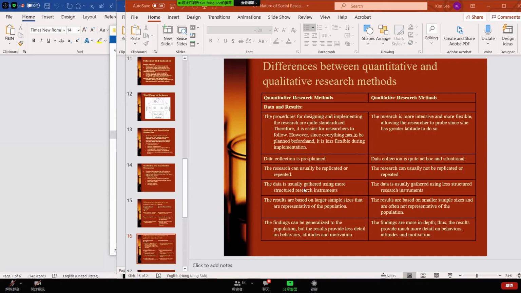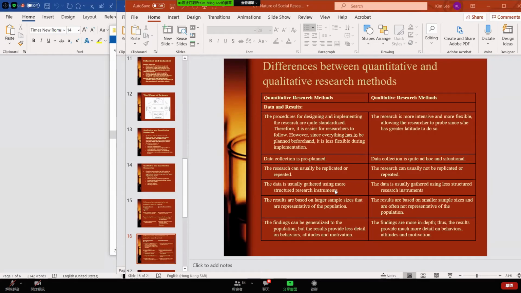So as a result, the data is usually gathered using more structured research instruments. Structured research instruments means they are rigid. You cannot change that. But in qualitative research, the research instruments are less structured. Just a guideline, instead of a rigid questionnaire for interview. So sometimes people may require you to give them some interview guideline before accepting your interview. Then you just give them some brief questions. So these questions are less structured, and actually most of the questions are open-ended. You can answer whatever you want.